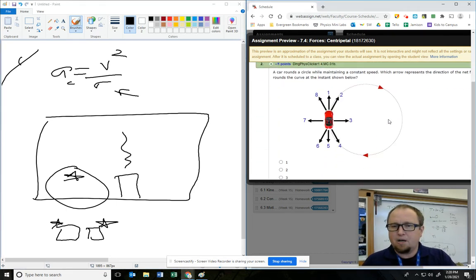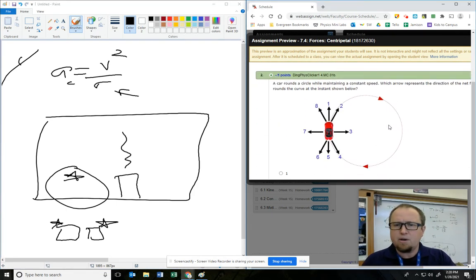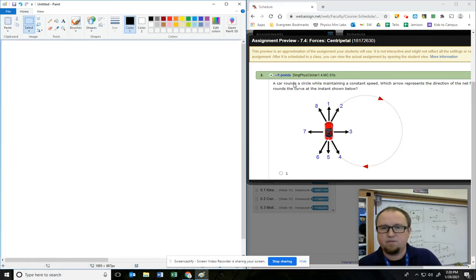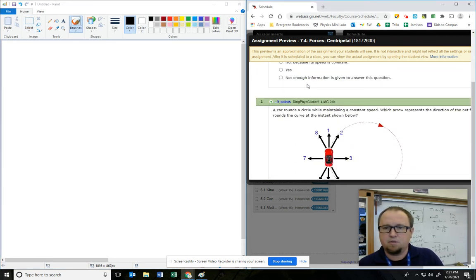All right. A car runs a circle while maintaining a constant speed. What's the direction of the net force? Just like this one, which way is the net force? Toward the center of the circle. All right, now, it's constant speed.